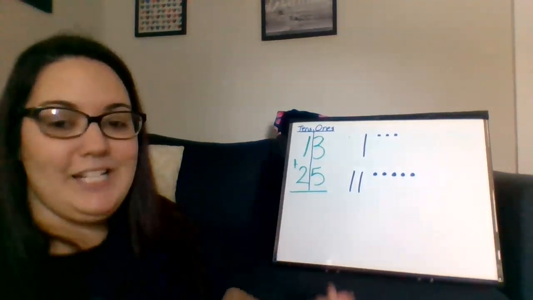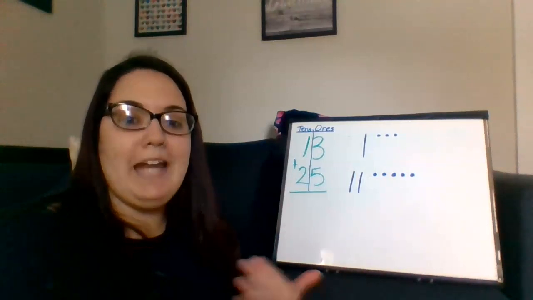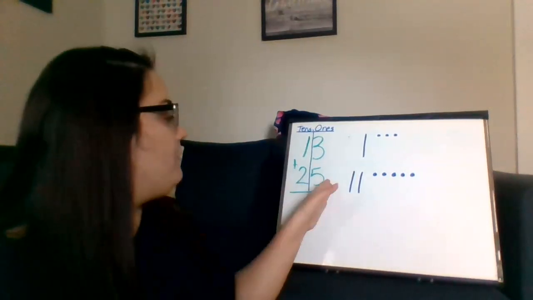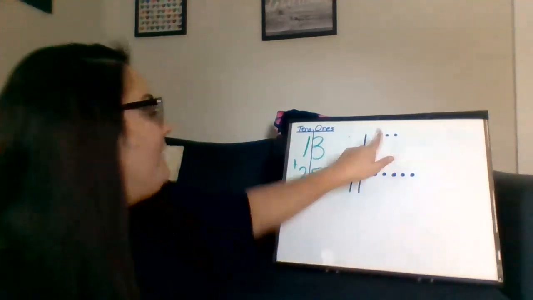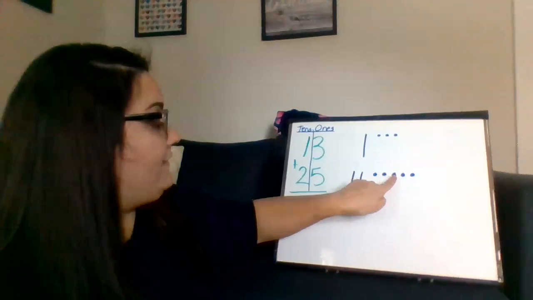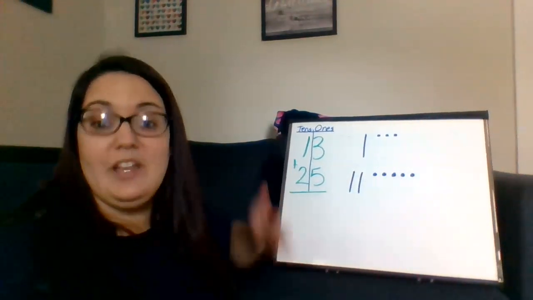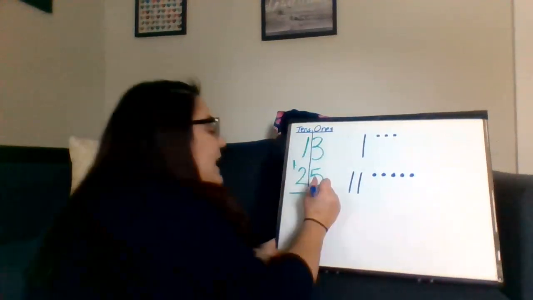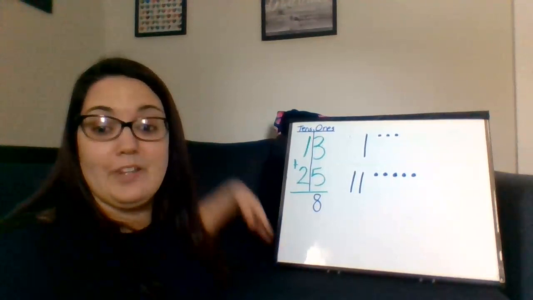Now to add them up, I just need to count how many tens and ones I have. When I'm adding, I always want to start with my ones. So let's add up our circles by counting how many circles we have. 1, 2, 3, 4, 5, 6, 7, 8. I have 8 circles. 5 plus 3 equals 8. So I'm going to write an 8 in my ones column.